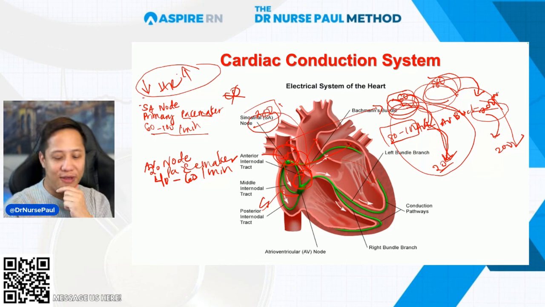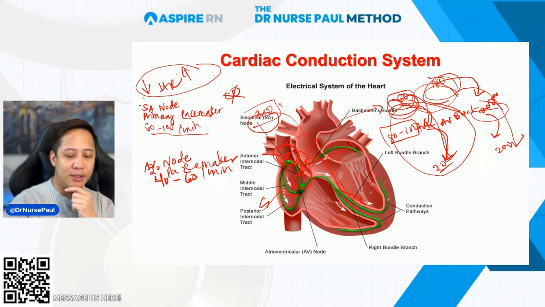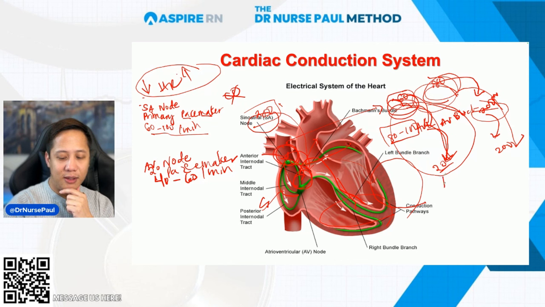Now, after the AV node, let's move forward. We now go to the bundle of His. We have left and right bundle, and towards the final part, which are the Purkinje fibers. Let's write it down here. Purkinje.